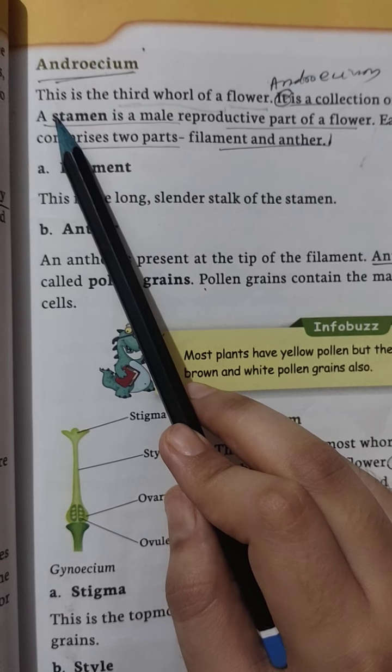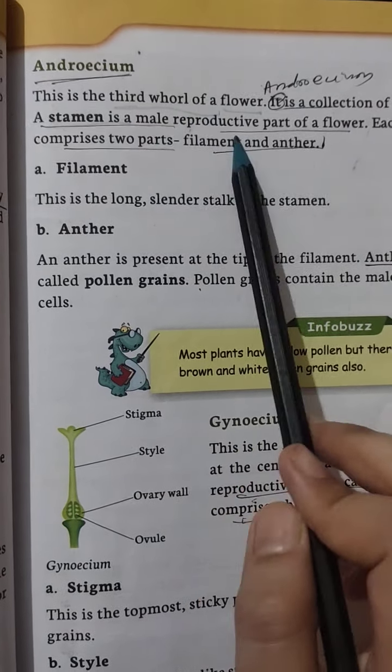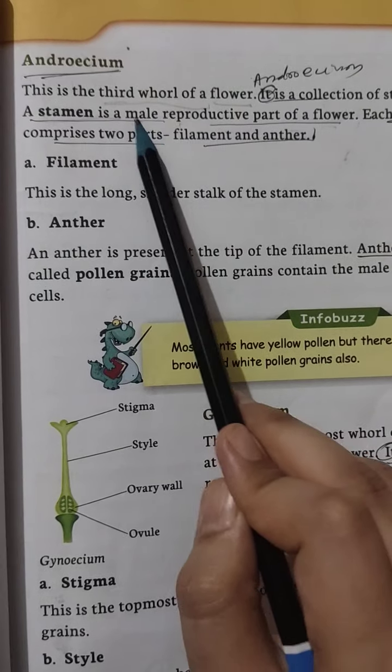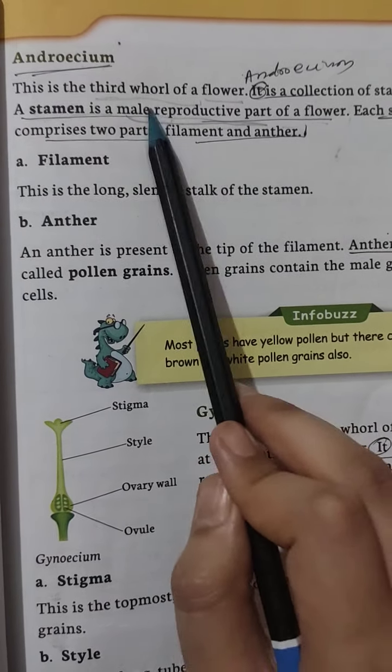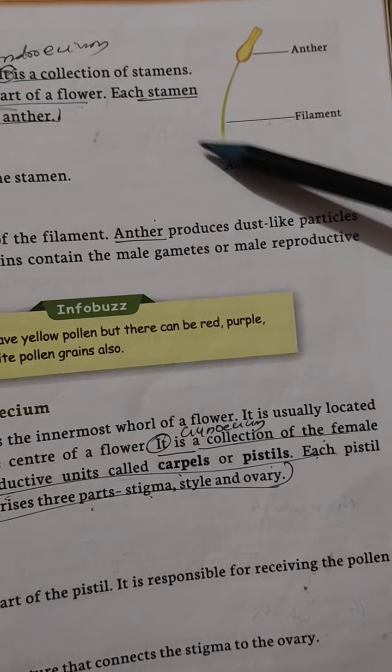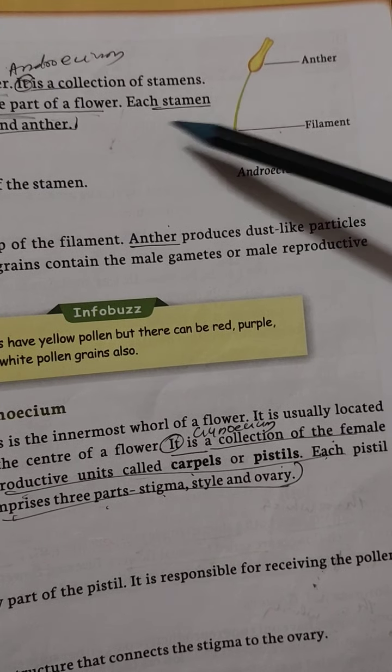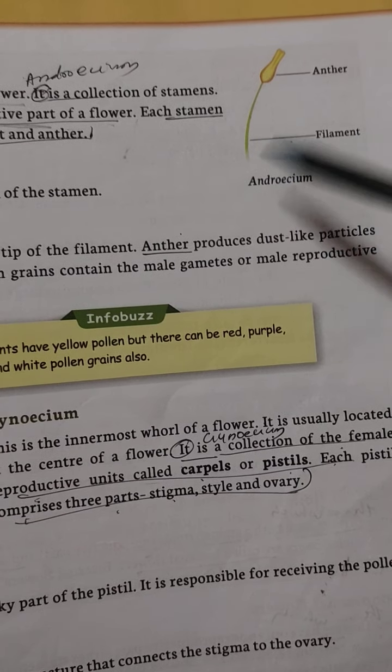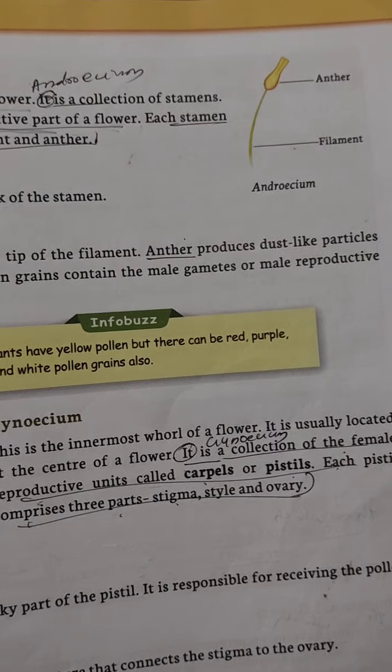और एक स्टेमन क्या होता है? Stamen is a male reproductive part of the flower. Okay, the male reproductive part of a flower is called stamen. Each stamen comprises two parts. You see here in the diagram, this is one stamen. Okay, many stamens together are called androecium.